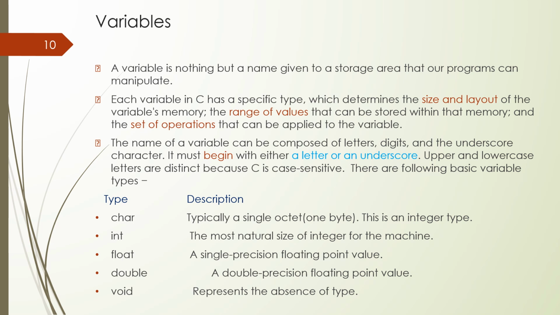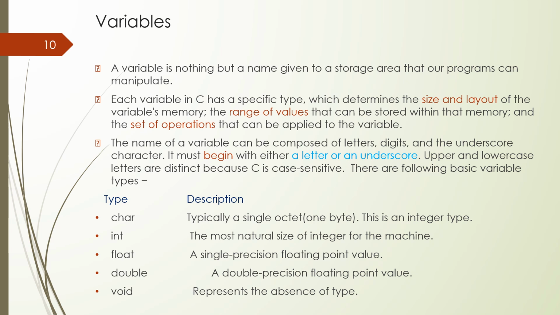The general variable data types can be character, integer, float, double, and void. Character is used for a single character value. In integer, you can store an integer type of value. In float, you can have a single precision floating point value. In double, you can have a double precision floating point value. And void represents the absence of type.